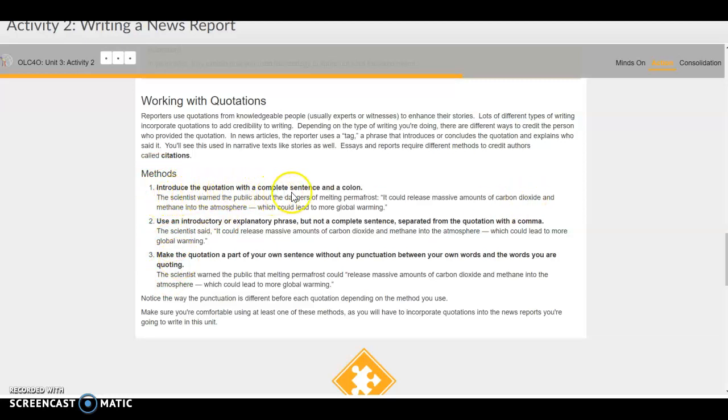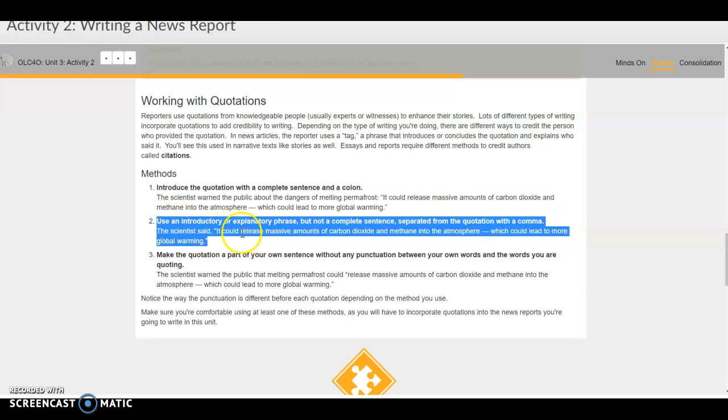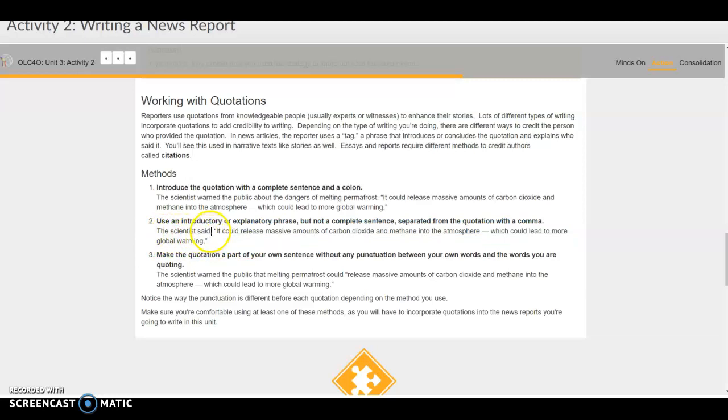So you can introduce a quotation with a complete sentence and a colon. For example, the scientists warned the public about the dangers of melting permafrost, colon, and then you can put a quotation from someone, presumably a scientist here, that states a quotation that backs up what you just said. You can use an introductory or explanatory phrase, but not a complete sentence, separated from the quotation with a comma. This is probably the most common way to use quotations, and this is the way that I usually use quotations when I put them into a news report or into a narrative. And so you'd have the scientist said, comma, and then you'd have the quote from the scientist.